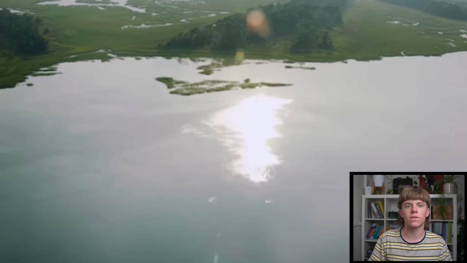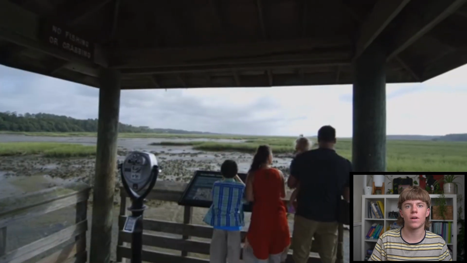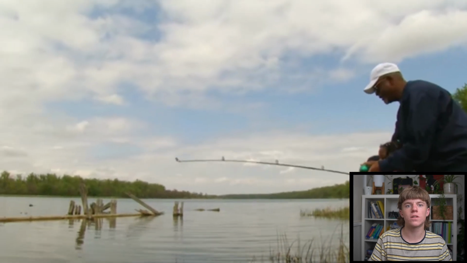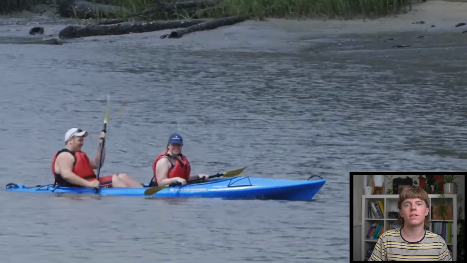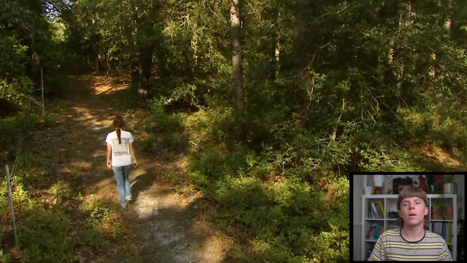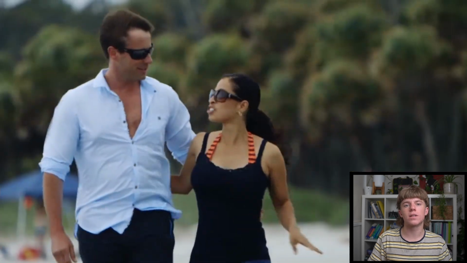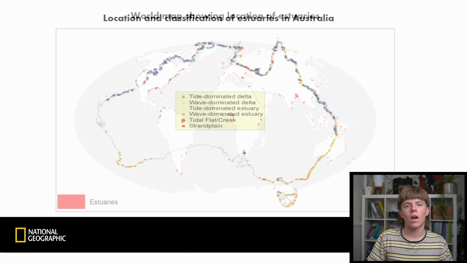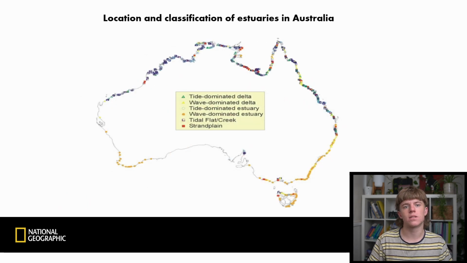Estuaries are defined by their unique biotic and abiotic factors. Their abiotic features include water depth, salinity, nutrients, air and water temperature, pH, dissolved oxygen, and turbidity. Some biotic features can include shrimp and oysters. This map is where estuaries are located throughout the world. Australia has thousands of estuarine systems.